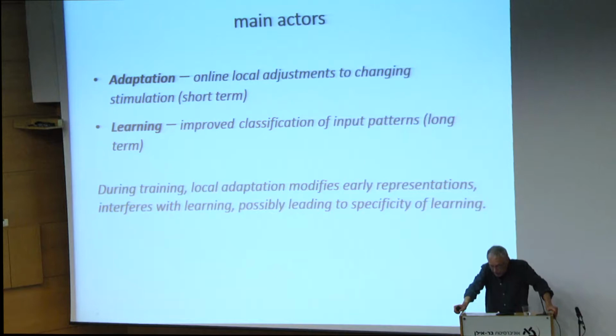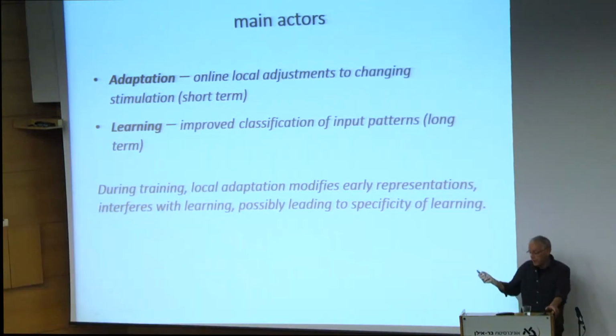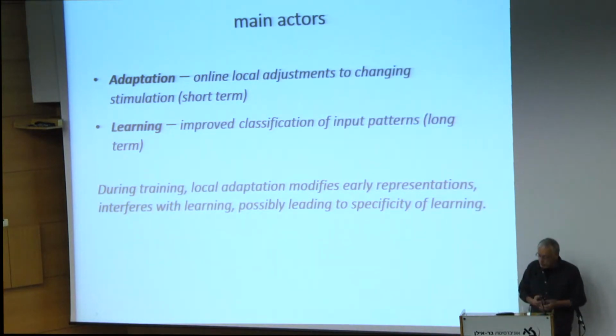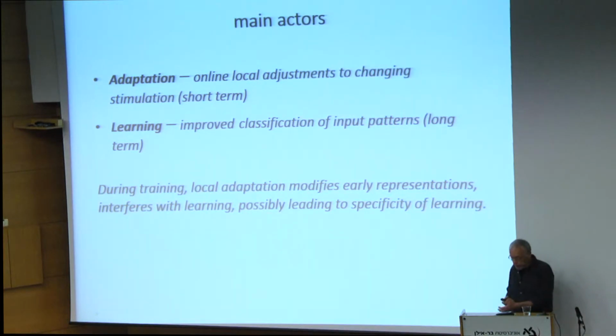Learning, improved classification of input patterns. So it's more like learning to discriminate between things. And this is long term. As I mentioned, it stays for years. So you learn to identify a specific face. Now you know to identify this face, and you can keep it forever. So the main point is that during training, local adaptation modifies early representation, interferes with learning, and possibly leads to specificity of learning.